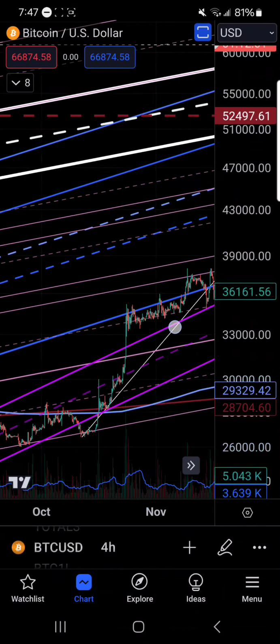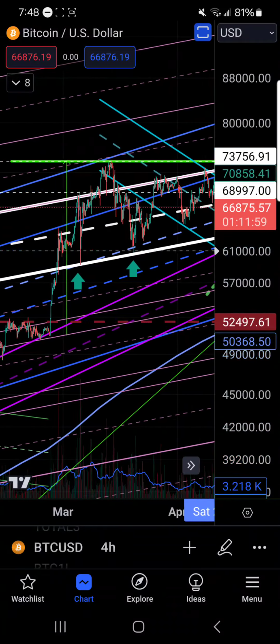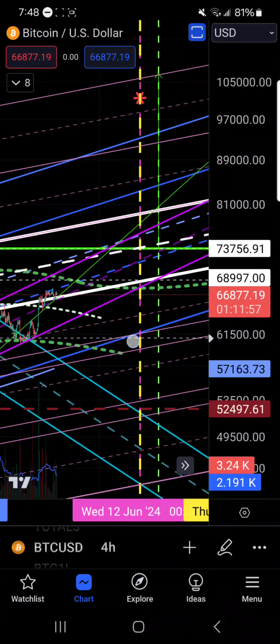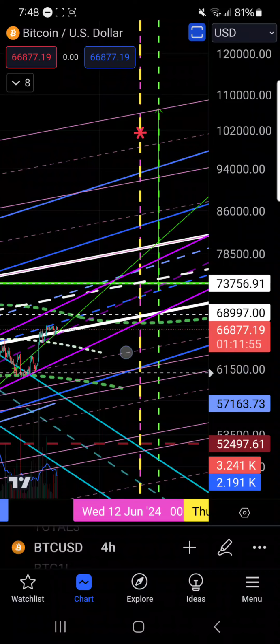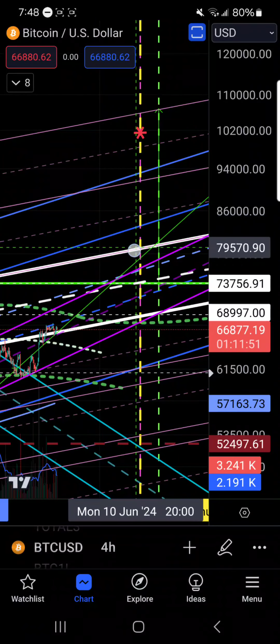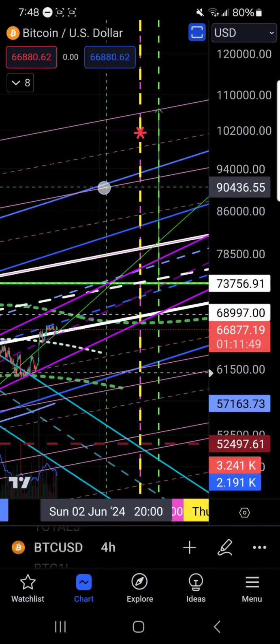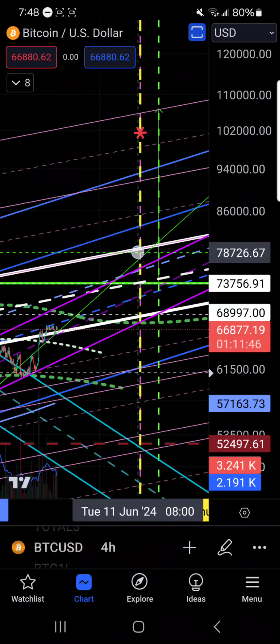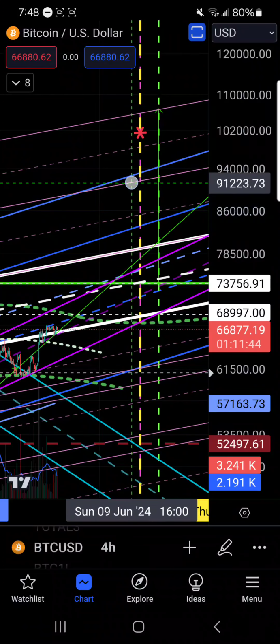But so we're going to get rid of that blue channel for right now because it's just cluttering things up, although it is very, very important. And I imagine that as we move upwards from here, these tops of these channels are going to come into play, and they're currently up around 80,000 and 90,000, so they don't really play a role in the near term here. There's a big blue channel on my chart.